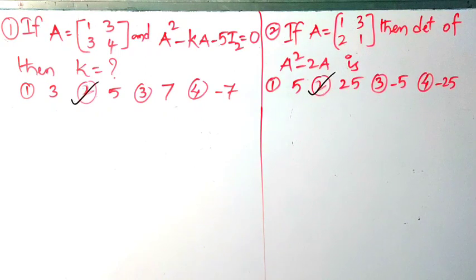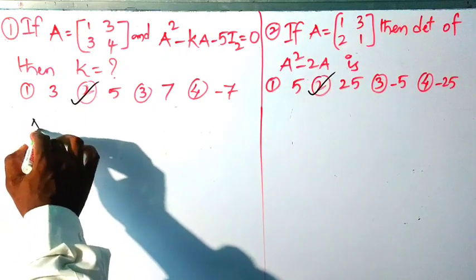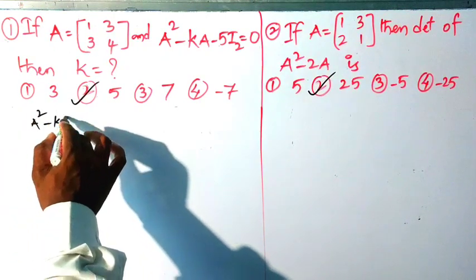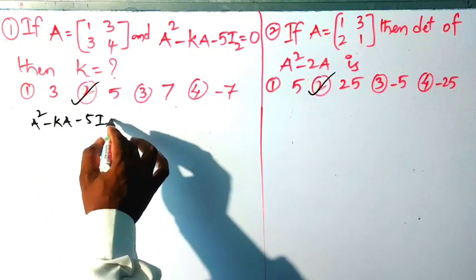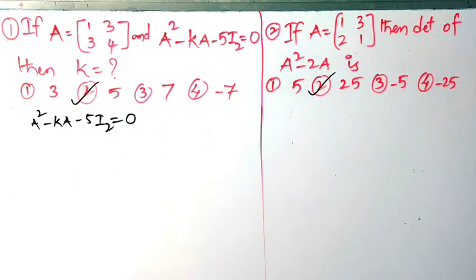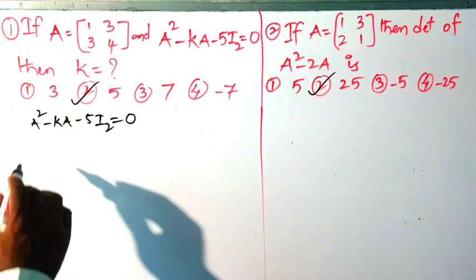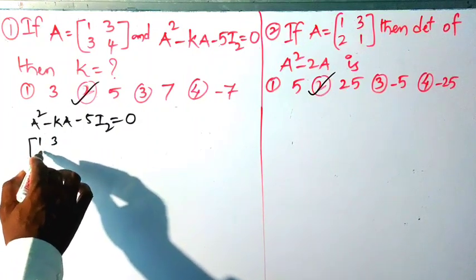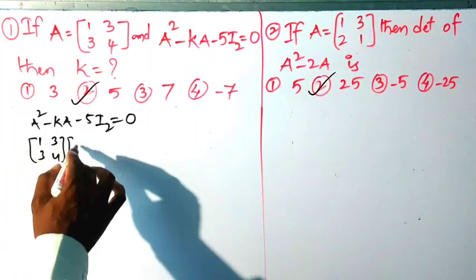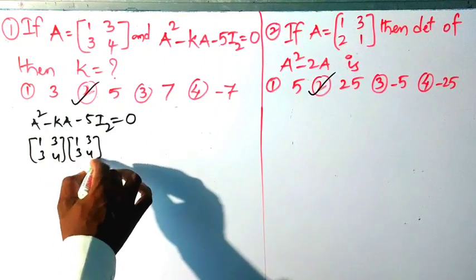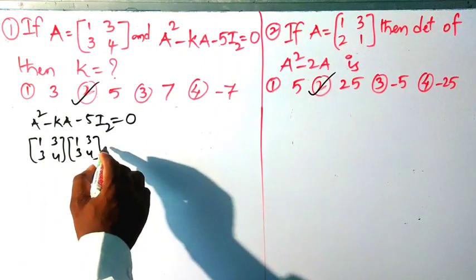I will do the normal method first, then after we go to the shortcut method. See here, we have A square minus kA minus 5 I2 equals 0. How to find A square? A into A is A square. So we write [[1,3],[3,4]] into [[1,3],[3,4]].